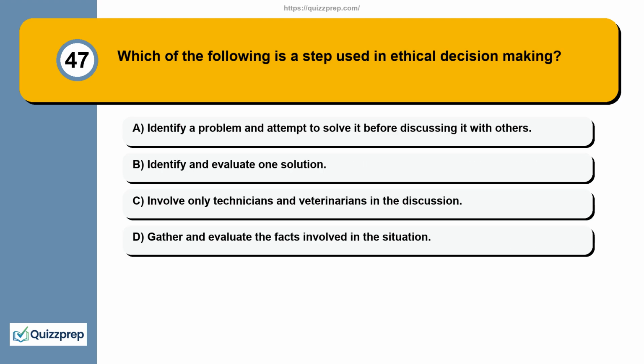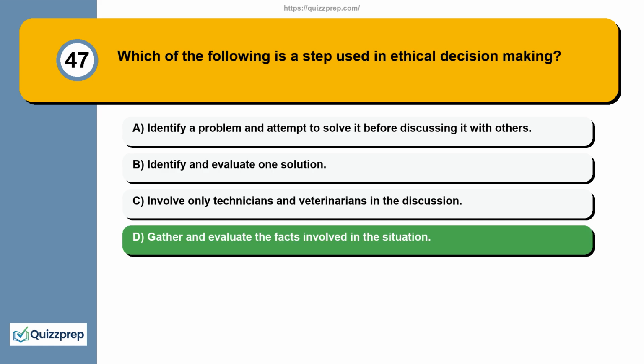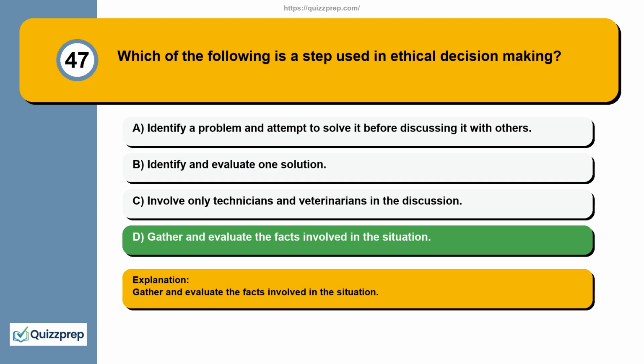Question 47. Which of the following is a step used in ethical decision-making? Option A, identify a problem and attempt to solve it before discussing it with others. Option B, identify and evaluate one solution. Option C, involve only technicians and veterinarians in the discussion. Option D, gather and evaluate the facts involved in the situation. The correct answer is option D, gather and evaluate the facts involved in the situation.